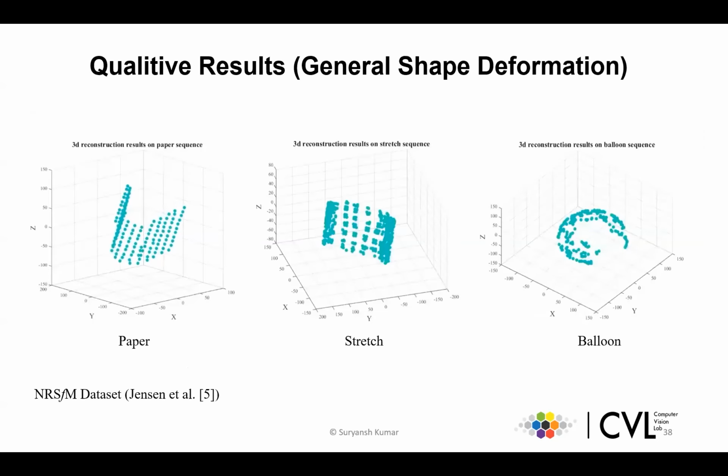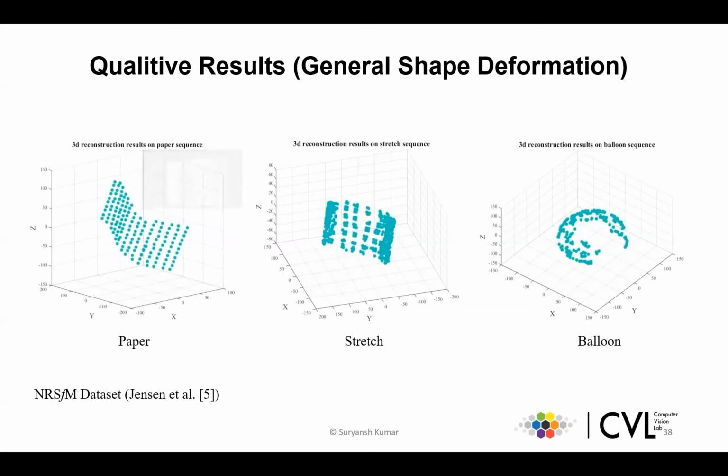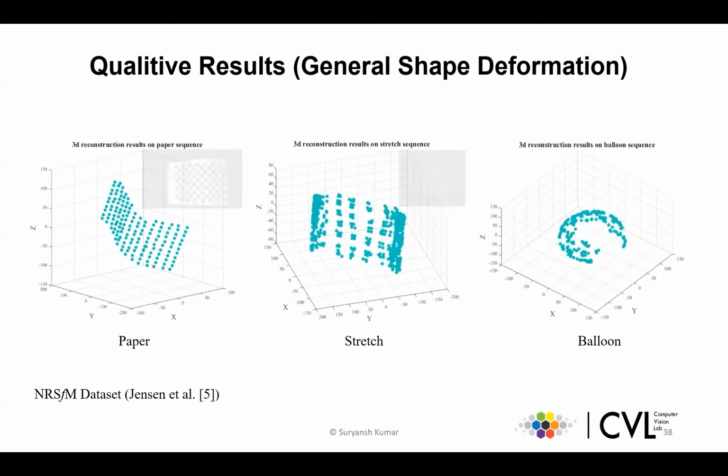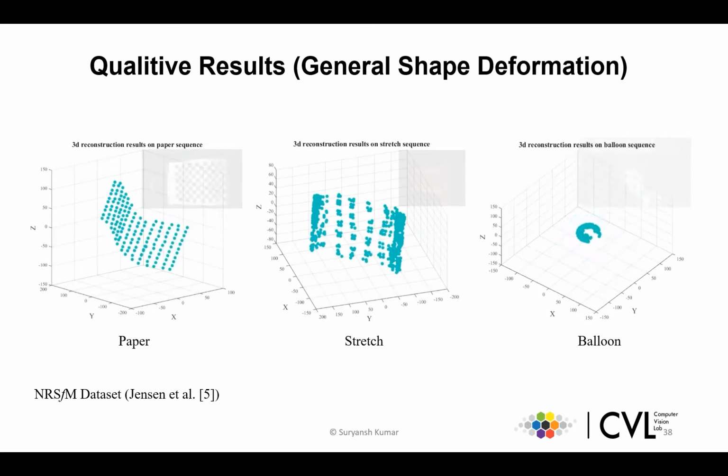Let's see some more challenging results and challenging deformations, like the paper clip. And again the paper, but in a stretch sequence. We also have a balloon, which kind of goes to a singularity afterwards. But yeah, these are all challenging deformations to solve.